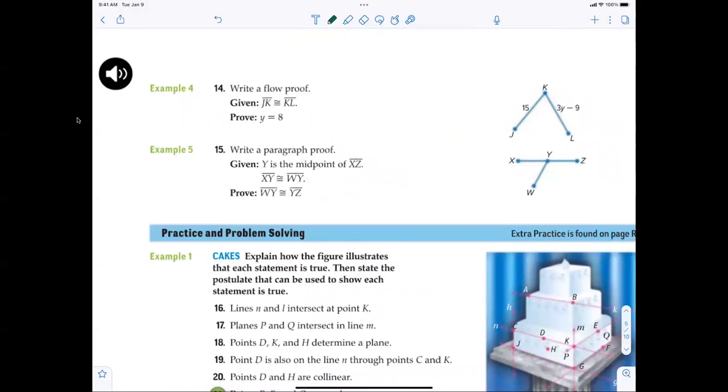Write a flow proof. All right, JK is congruent to KL. If JK is congruent to KL, what does that mean? They are equal. Thank you very much. They are equal. All right, that's called the definition of what? Congruent. If two shapes are congruent, then their side measures are what?